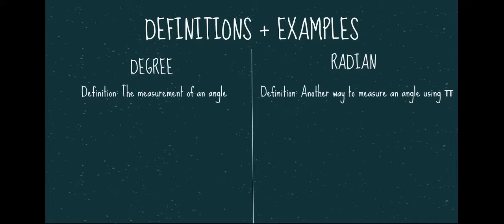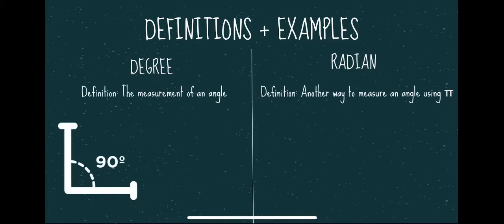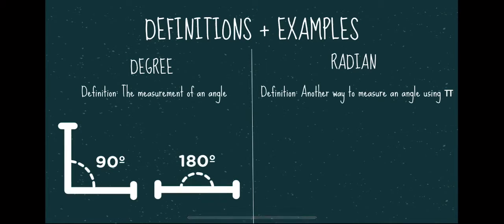While both are measurements of an angle, a degree is the actual angle, while a radian is the arc. An easy way to differentiate the two is that radians use pi, and degrees have a degree notation. Some examples of degrees are 90 degrees, which is a quarter rotation when going in a circle, and 180 degrees, which is a half rotation around a circle.